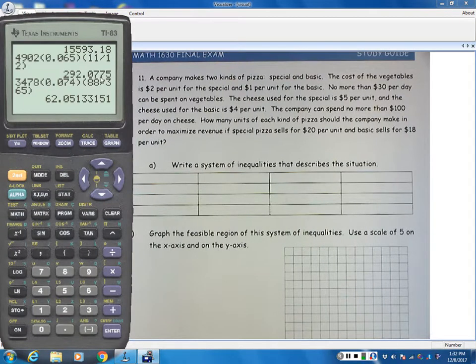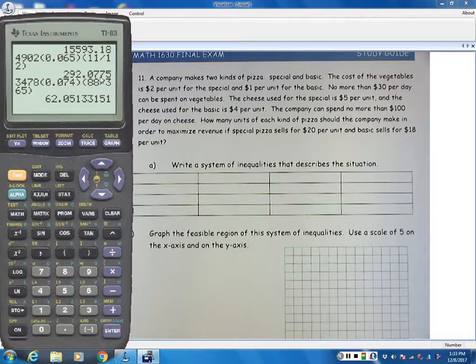A company makes 2 kinds of pizza, special and basic. The cost of the vegetables is $2 a unit for the special and $1 a unit for the basic. No more than $30 per day can be spent on vegetables. The cheese used for the special is $5 a unit, and the cheese used for the basic is $4 a unit. They can't spend more than $100 a day on cheese. How many units of each kind of pizza should the company make in order to maximize revenue if the special pizza sells for $20 per unit and basic sells for $18 per unit?